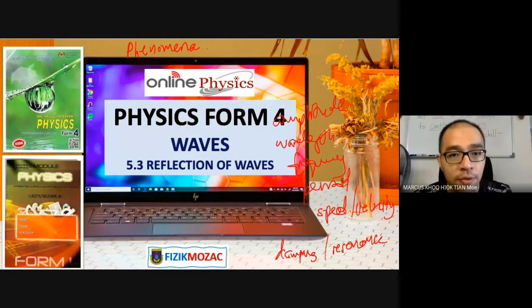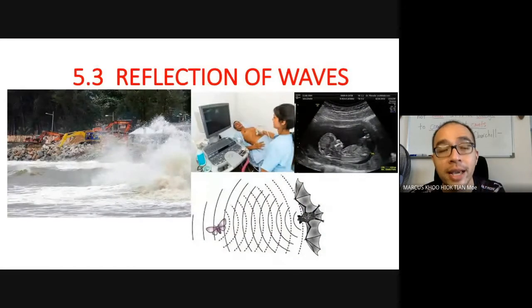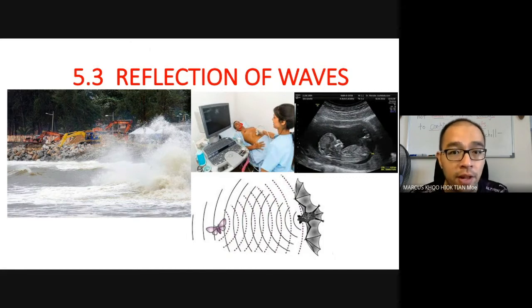The first phenomenon is what we call reflection. In this subtopic, we're going to be talking about the reflection of waves, and we see this almost every day. We see it when we go to the beach: the water being reflected back after it hits the wall. Ultrasound is an application of reflection of waves.